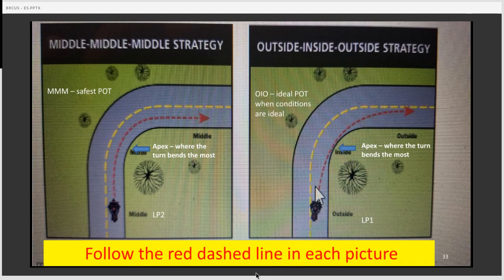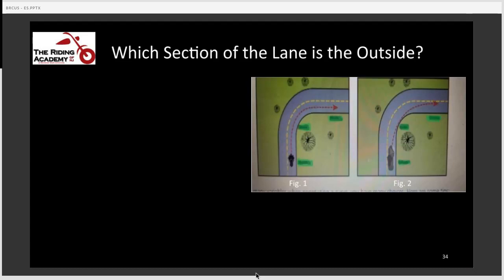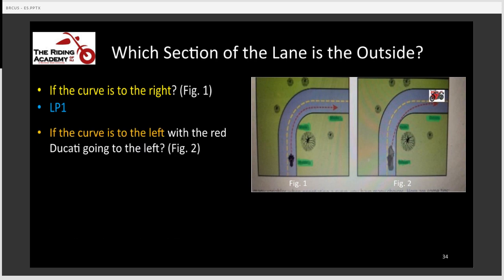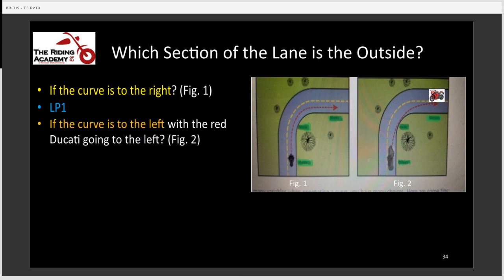Let's talk a little bit more about this. What section of the lane is the outside? If the curve is to the right, as in figure 1 here, what section is going to be the outside? Well, the answer is it's going to be LP1. Now, if the curve is to the left, with that red Ducati going to the left in figure 2, the outside is going to be LP3.